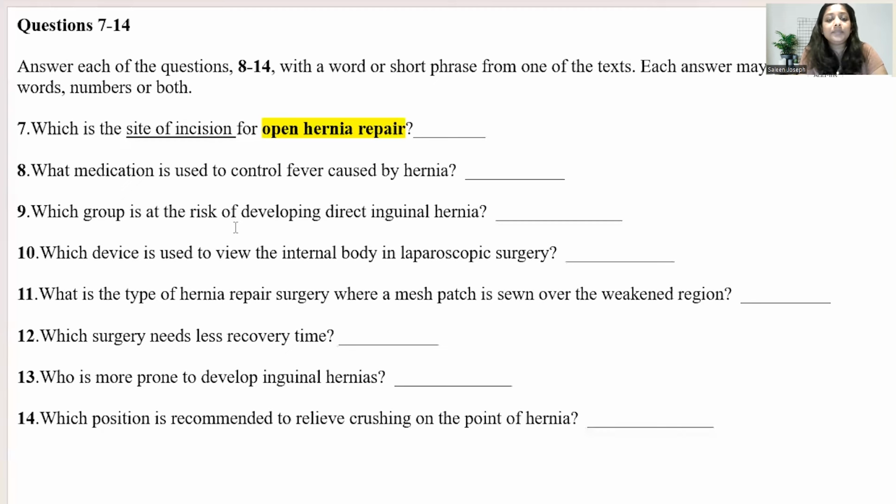Eleventh one. What is the type of hernia repair surgery where a mesh patch is sewn over the weakened region? Type of hernia repair surgery. Those who don't have a printout, don't worry, I'll show it.